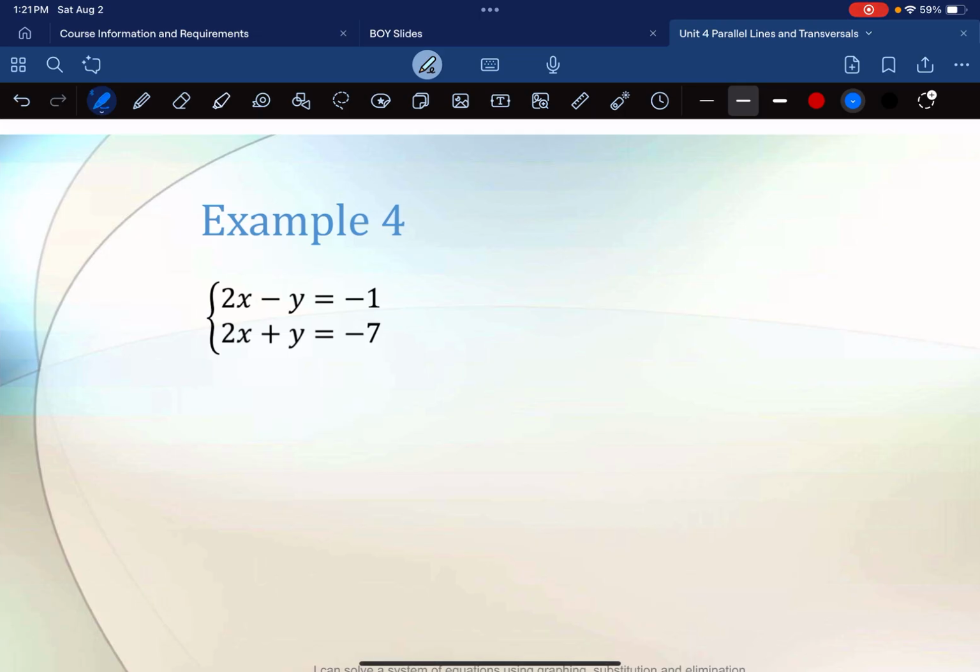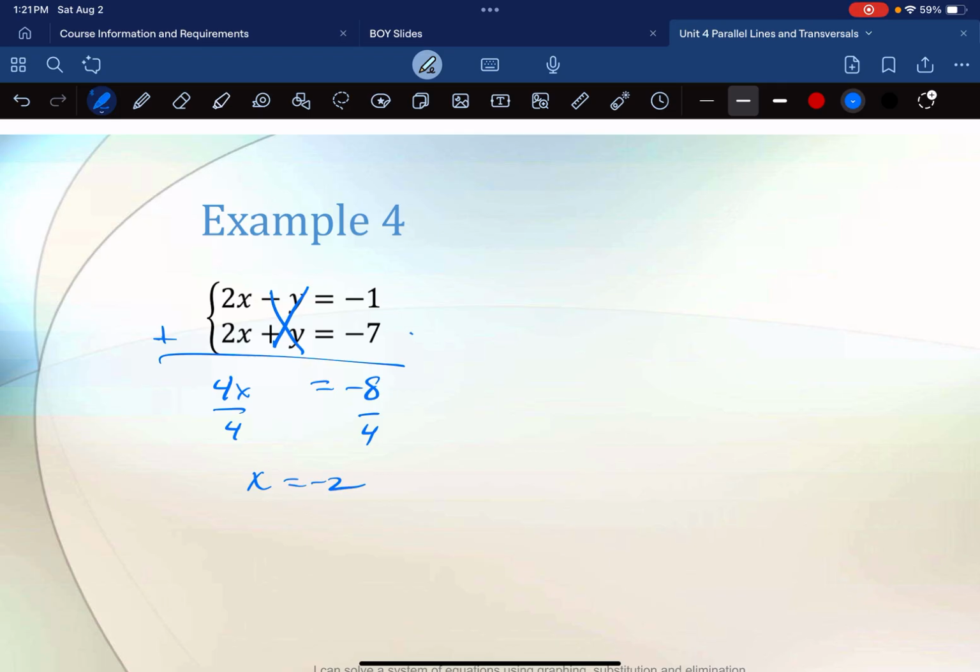Look at this. I've got a 2x and a 2x. They are not opposite, but negative y and positive y are. So this is ready for me to do the elimination. I don't need to create opposites. I already have this pair as opposites. So I'm going to just combine them like this. 2x and 2x make 4x. Negative y plus y, they cancel each other out. Negative 1 and negative 7 make negative 8. That's the resulting equation. I solve it by simply dividing in this case, and I get negative 2.